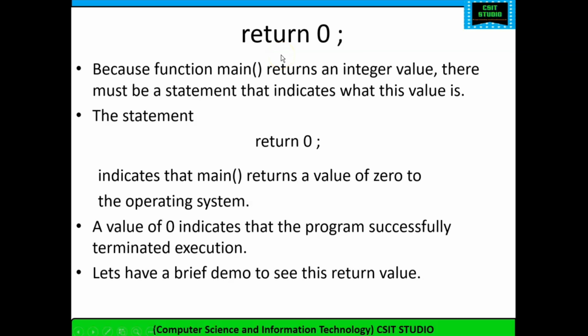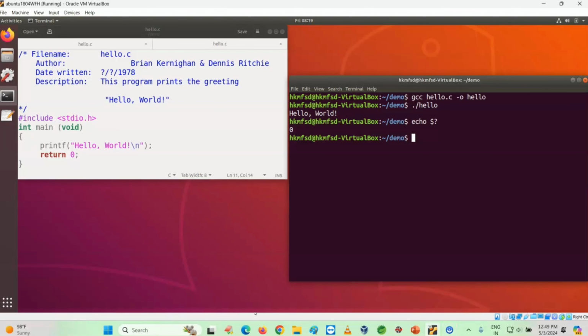The next C statement in this program was return 0. Actually, as we have written int main void, main should return an integer value. So at the end we are returning 0, and ideally returning 0 means that the program executed successfully, and this value is returned to the operating system because we are calling the program from the operating system. So let's see how we can check whether this value is actually returned to the operating system or not. It will be just a brief demo. Again, the same program and the same screen where we compiled it.